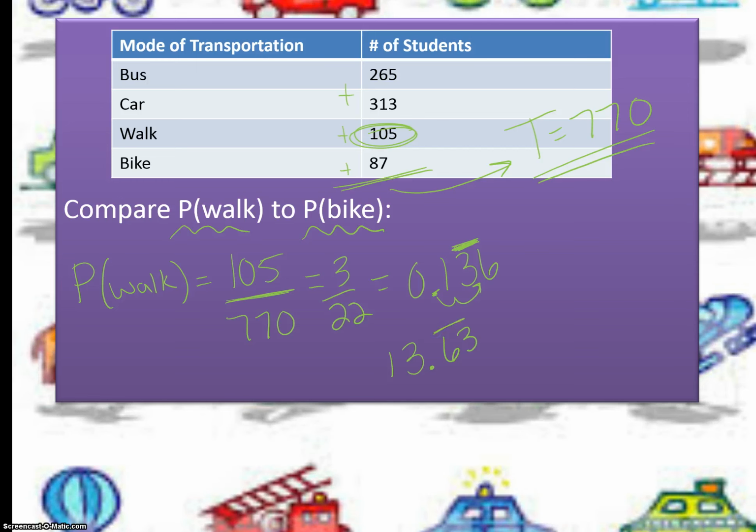In this case, it has to be after the decimal. Bar notation only goes over decimal numbers. So 13.63 forever, and then a percent sign. That's my probability of walking.